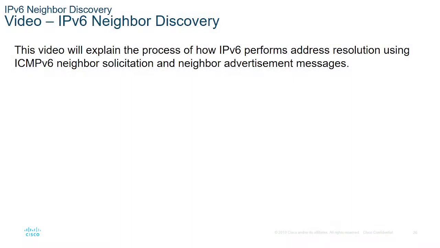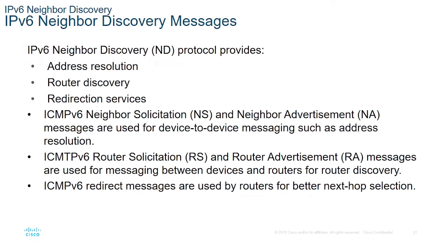Now, IP version 6 does not use ARP as a protocol, because ARP is commonly used in IP version 4. IP version 6 uses what is called the Neighbor Discovery Protocol. Neighbor Discovery Protocol provides some of the features of ARP, for example, address resolution, error discovery, and redirection services. The ICMP version 6 neighbor solicitation and neighbor advertisement messages are normally used for device-to-device messaging, such as address resolution.